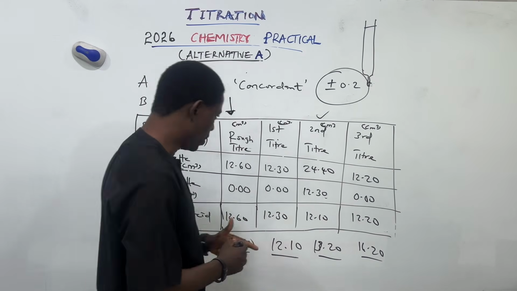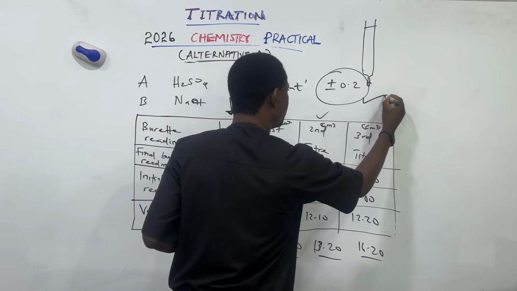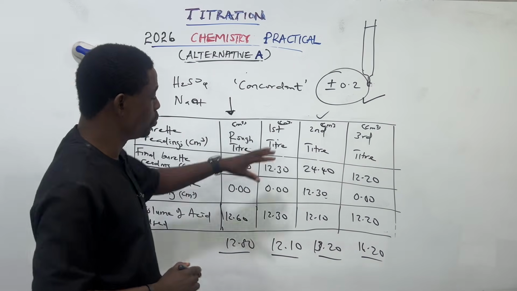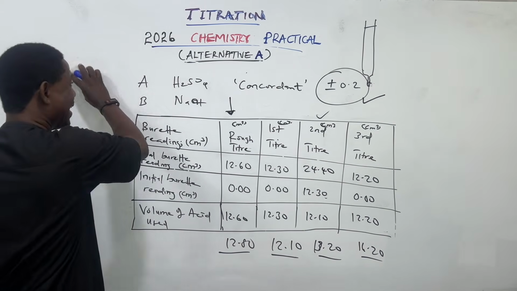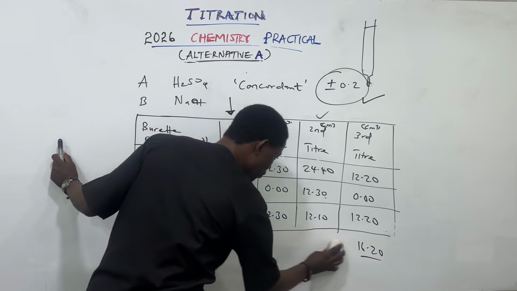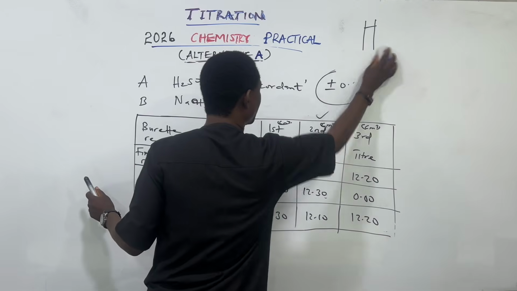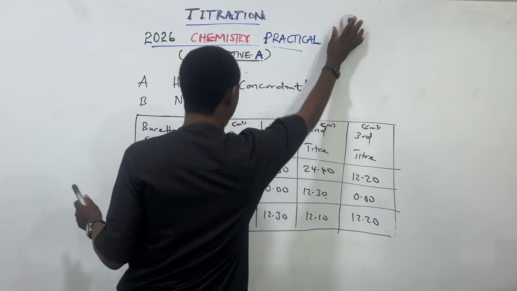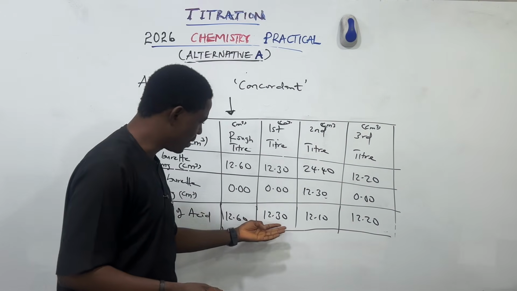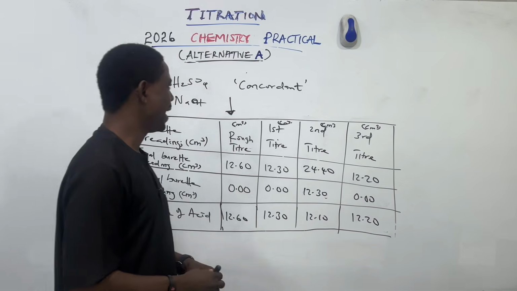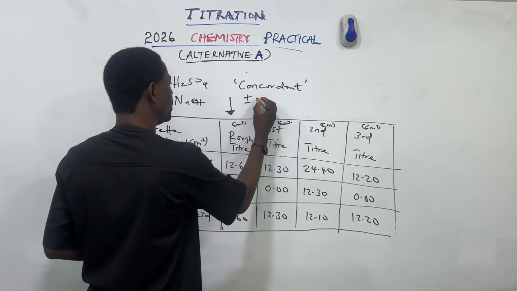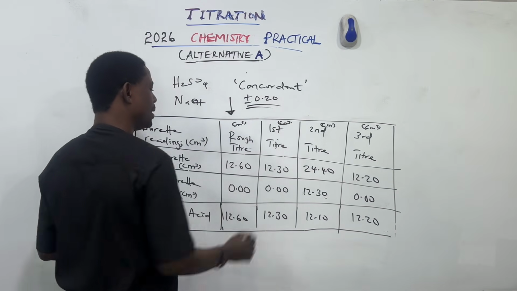The 3 can be as well close. Once you have them, that is what you're going to use to calculate your average, and that is your titre value that you use for your calculation. So we are titrating many times to make sure that we have accurate results. Look at this: 12.3, 12.1, 12.2. And I said concordant values must be this close. All right.